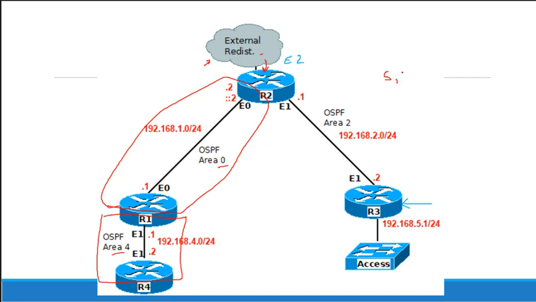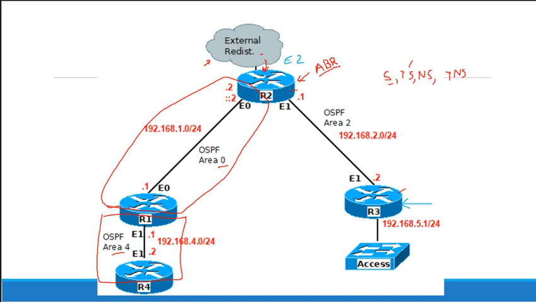We did a stub. We did a totally stubby area. We did a not so stubby. I know I'm being a little lazy with the whole acronym there. And we did a totally not so stubby. And that's what we're currently at. This is our area border router where we change things up. When we configured just the stub area, both routers were configured the same, right? Area number, the keyword stub.